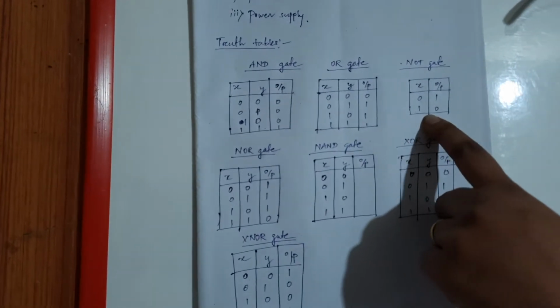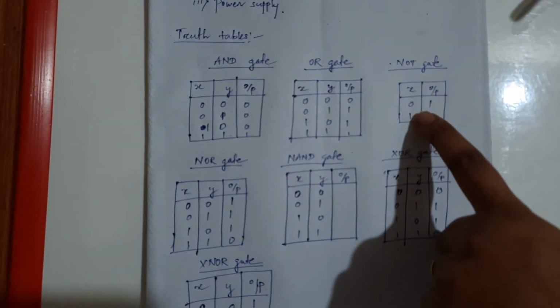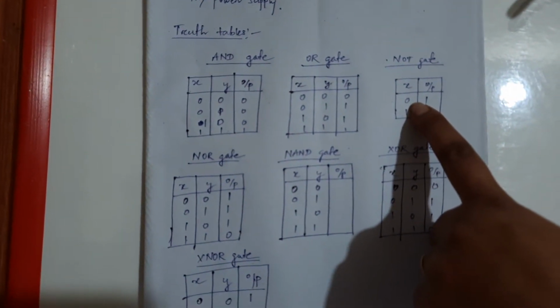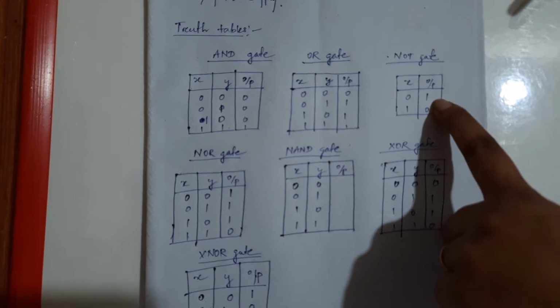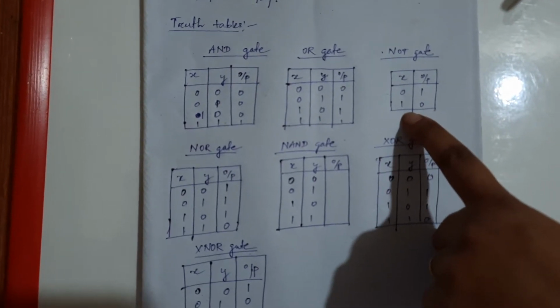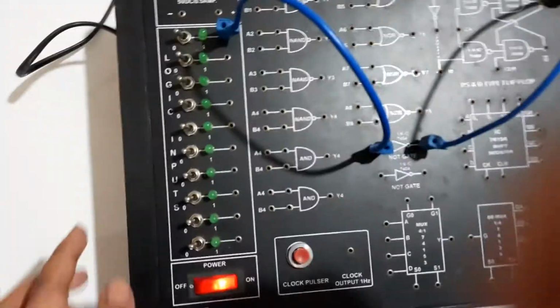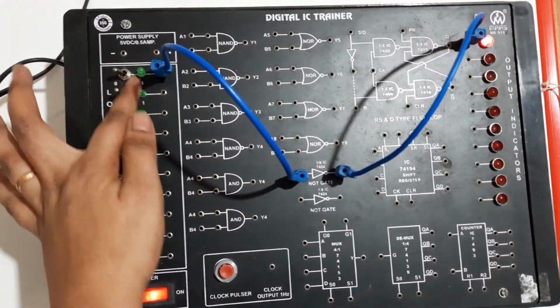What is the function of the NOT gate? Whenever you supply 0 as input, you get 1 as output. Whenever you give 1 as input, you get 0 as output. So here you see these green LEDs. Here no light is glowing.